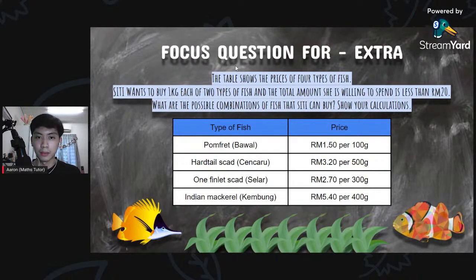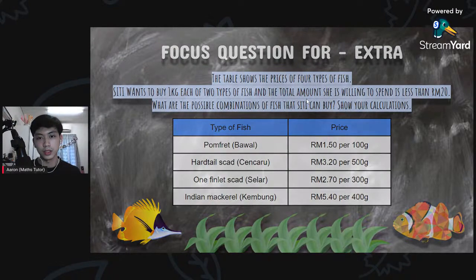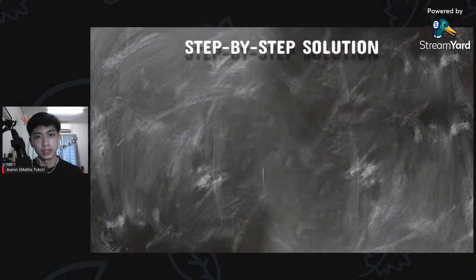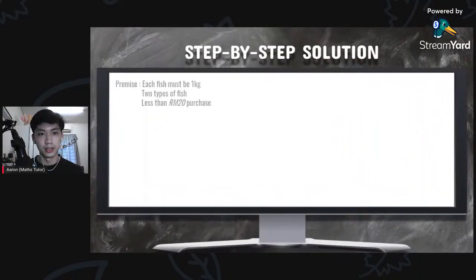Okay. So some important things in the question you need to highlight: City wants to buy 1 kg each of two types. She wants two types of fish, but every fish she wants 1 kg only. And then the total amount she wants to spend is less than 20 ringgit. Cannot exceed 20 ringgit. So this one is a bit of keyword thinking question. We have keyword thinking here.